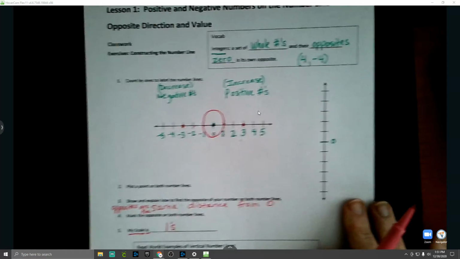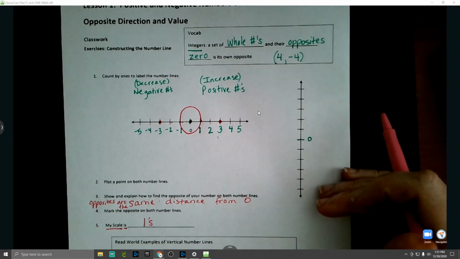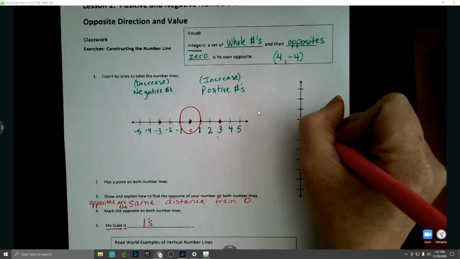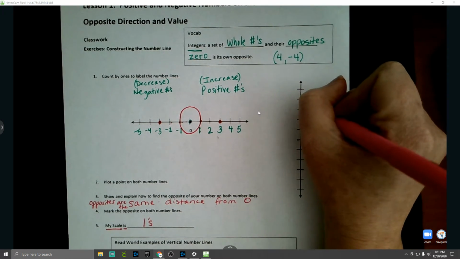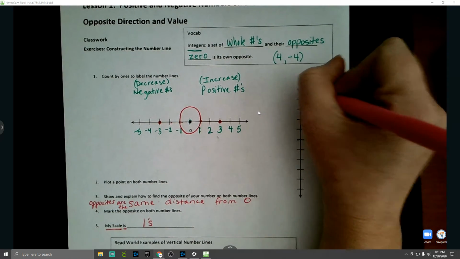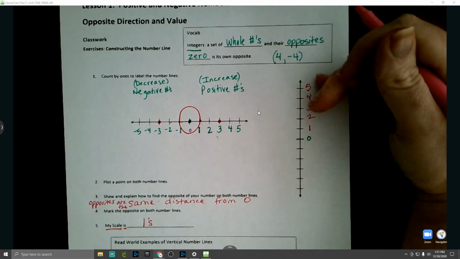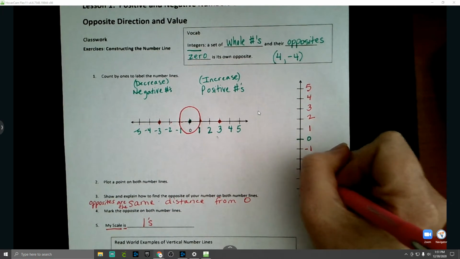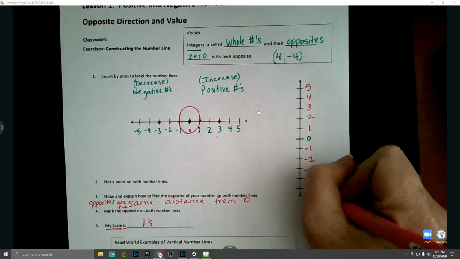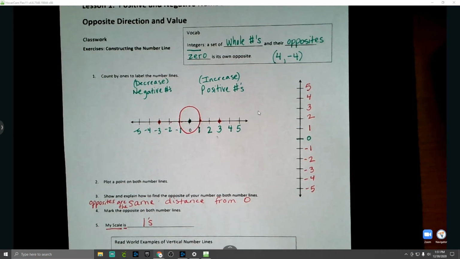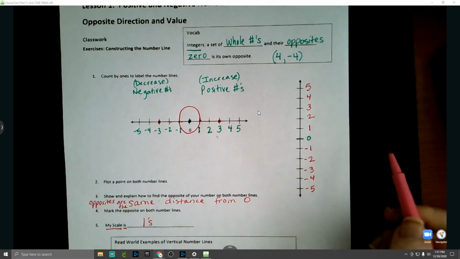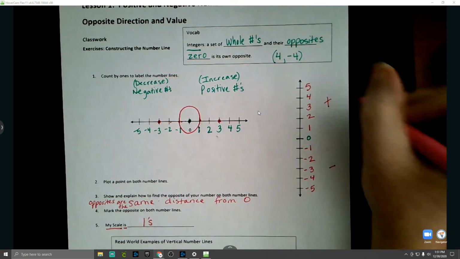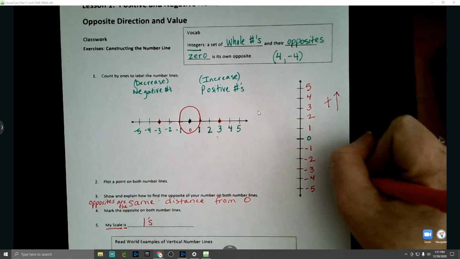Now, over here on the vertical line, as your numbers increase, they go above. I kind of think of temperature or sea level. And then below would be your negative numbers. Again, same distance from 0. Your positive numbers up here, your negative numbers down here. They're increasing and they're decreasing.